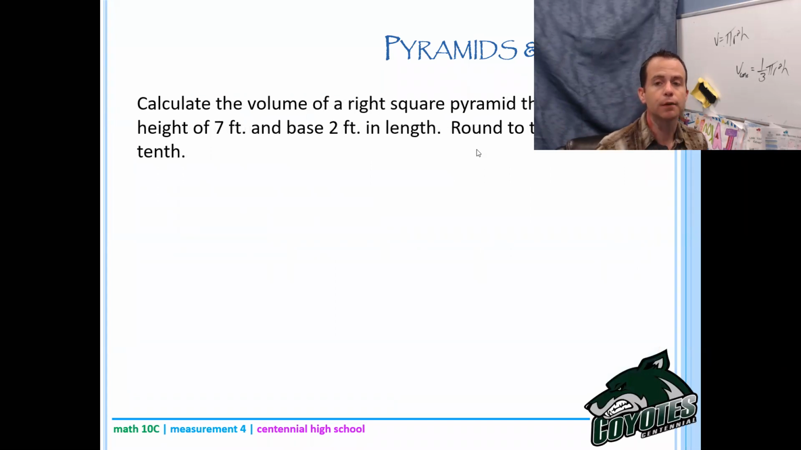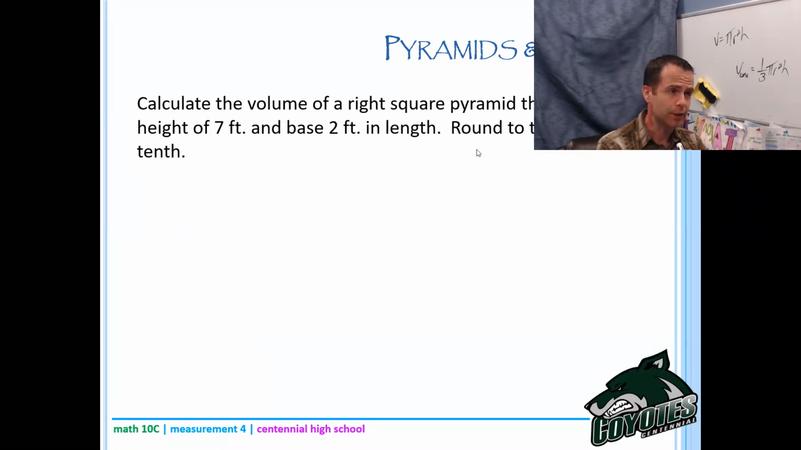Calculate the volume of a right square pyramid that has a slant height of 7 and a base of 2. Round your answer to the nearest 10. So I need to start with the formula, fill in what I know, figure out what I don't know, all of that sort of stuff. The formula here is 1/3 base area times height. I don't know the height, but I do know the slant height. So actually what I have to do is figure out the height.